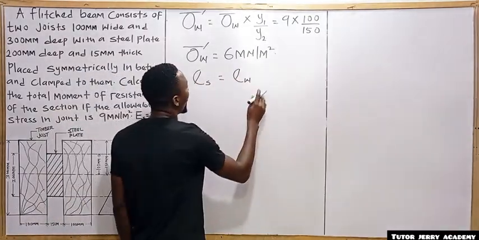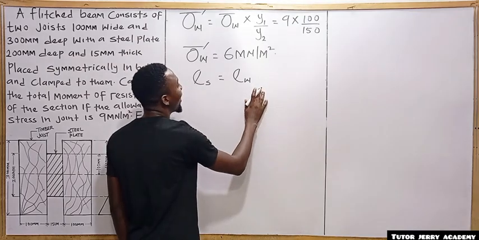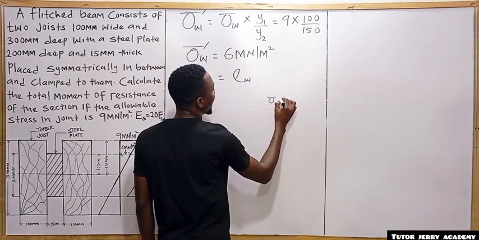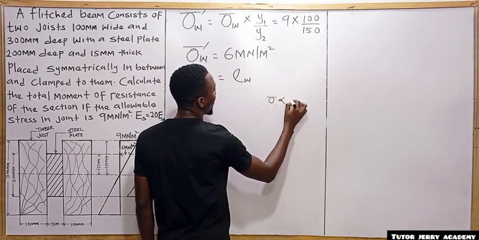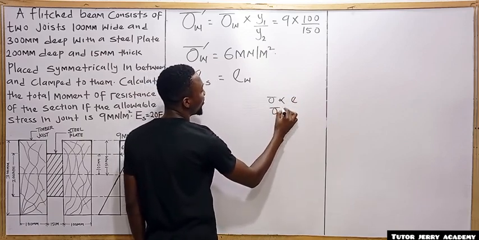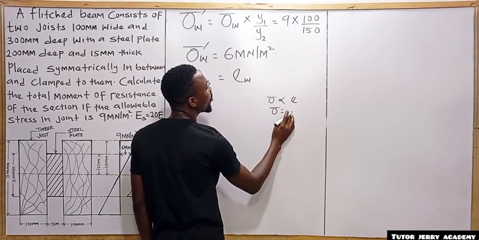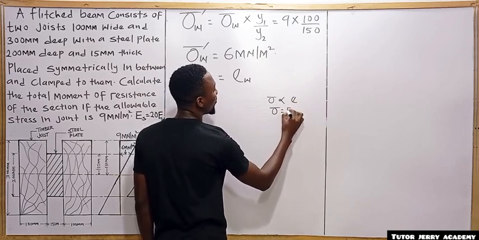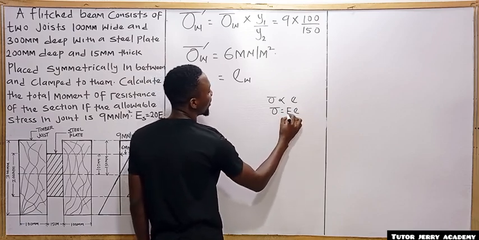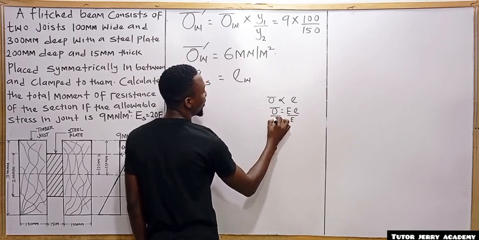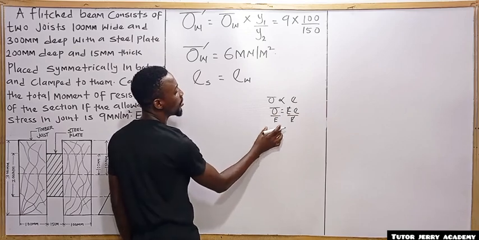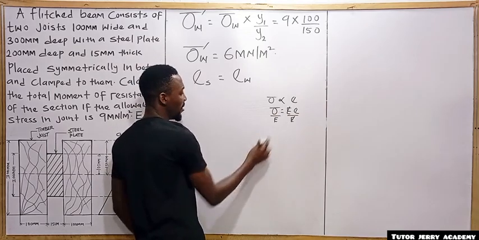From our formula, we know that stress is directly proportional to strain, right? And if we remove this proportionality sign, stress will be equal to the modulus of elasticity multiplied by strain. Then if we make strain the subject, we divide both sides by the modulus of elasticity. So strain is stress over modulus of elasticity.